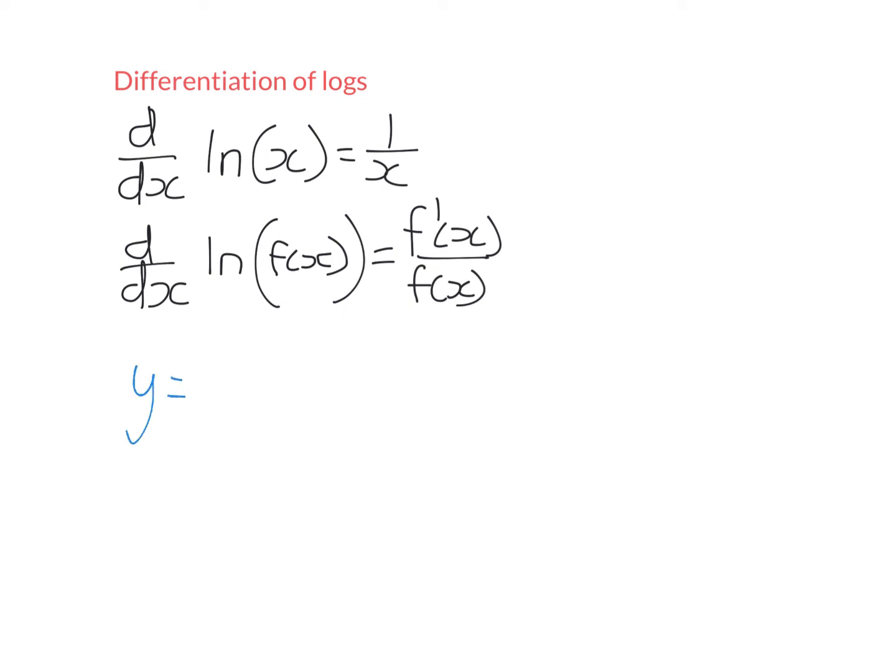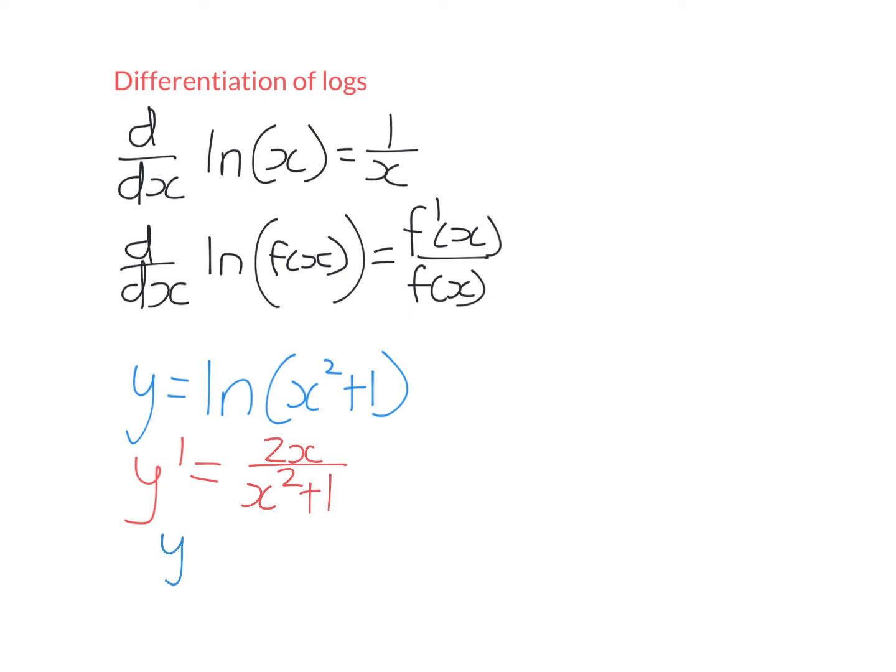So let's say, for example, I have y equals natural log of x squared plus 1, and I want to differentiate that. So all I need to do is put the derivative of what's in the brackets on top. So the derivative of x squared plus 1 is just 2x. And then I put what's in the brackets on the bottom. There you go. I'm done.